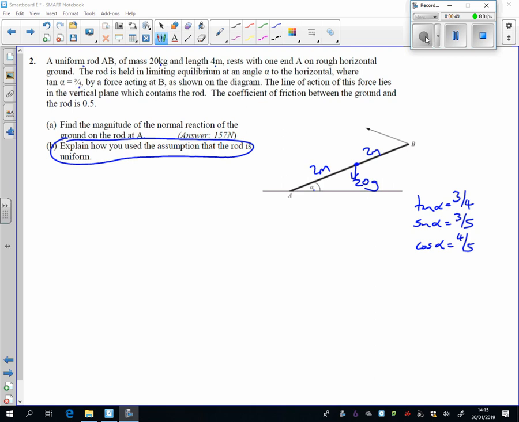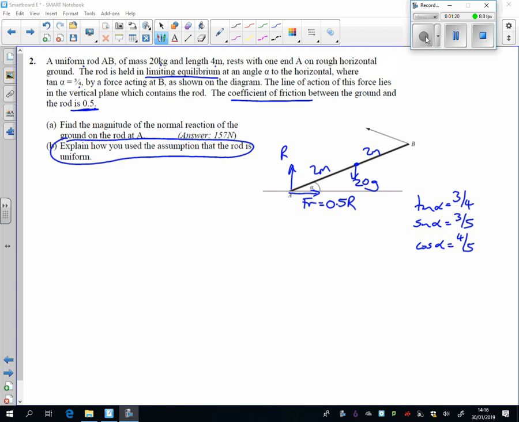There's clearly going to be some resultant force going up at the ground A there, and there's some frictional force stopping it sliding off to the left there. We've been told that the coefficient of friction is 0.5. And so this friction here is going to be 0.5R because it's in limiting equilibrium, so the friction is at its highest possible point.